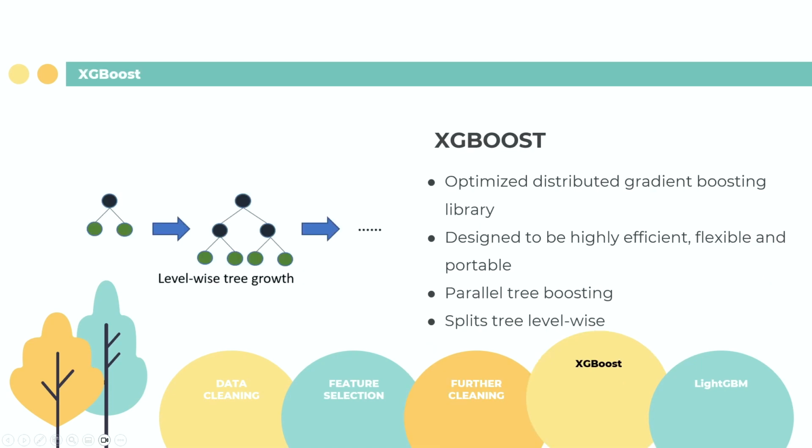Now, I'll be covering the models we used for this competition. There are two models that were used. The first is XGBoost. XGBoost is an optimized distributed gradient boosting library made to be highly efficient, flexible, and portable. XGBoost provides parallel tree boosting and it splits trees level-wise.